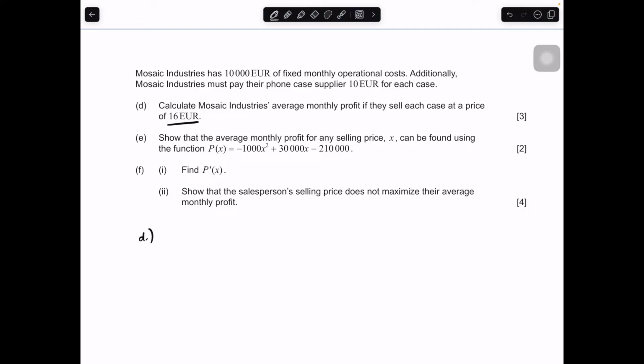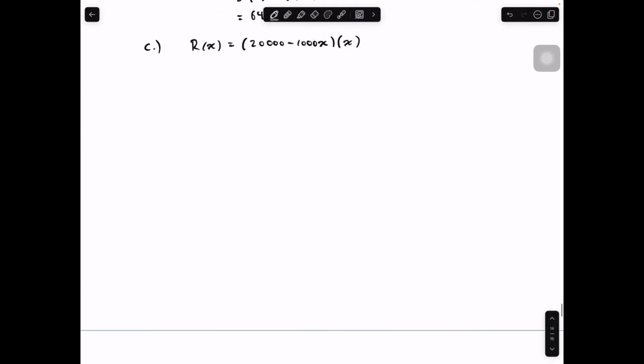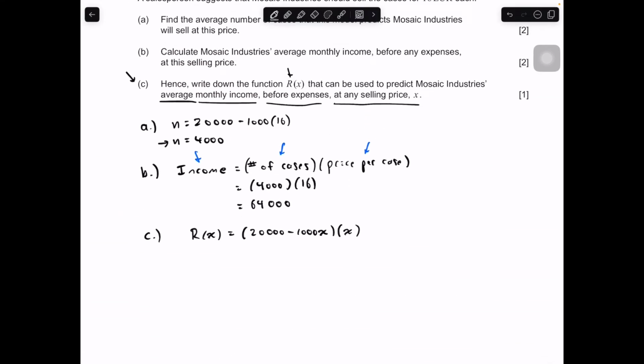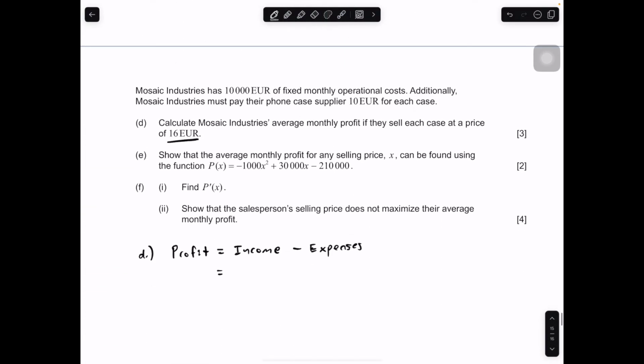All right. So profit is equal to income, or gross revenue, minus the expenses that we need to pay. This is often called net income, total take home, I suppose, after all expenses. Earlier on we had a question where we found the income at $16 a case was $64,000 in income or gross revenue.